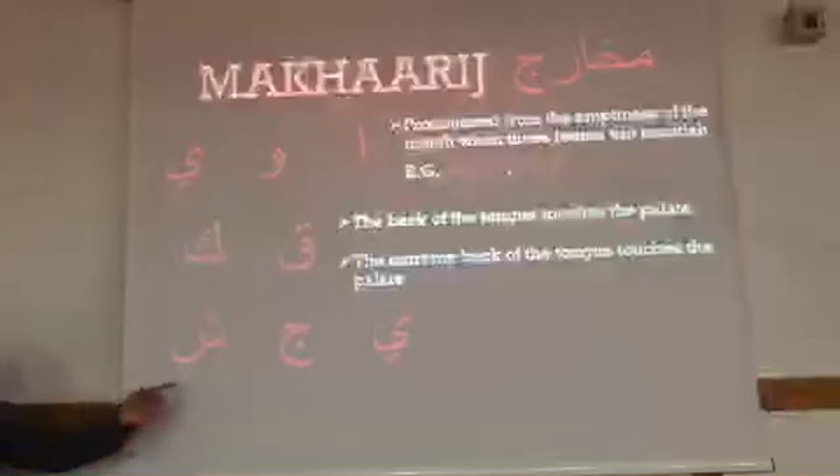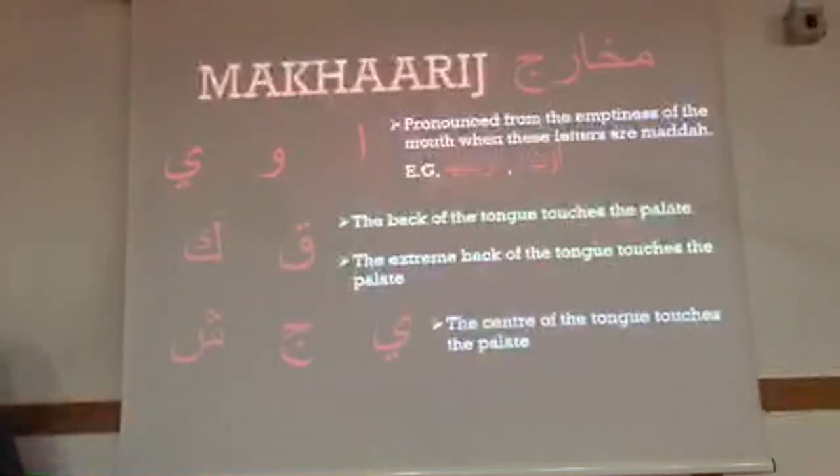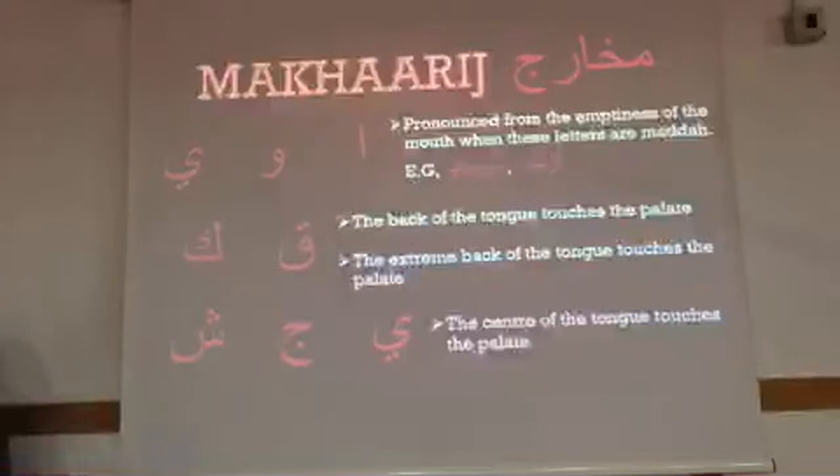Now, Sheen, Jeem, and Ya. What's the makhraj for these three letters? It's when the center of the tongue touches the palate, the top part of the mouth. When you say Jeem, you can see your mouth comes together and your tongue touches the palate. And remember, you need to smile when you say this letter because it is a smiley letter. Say again, Jeem. Can you see how your mouth comes together?